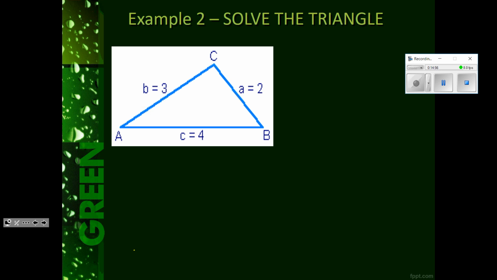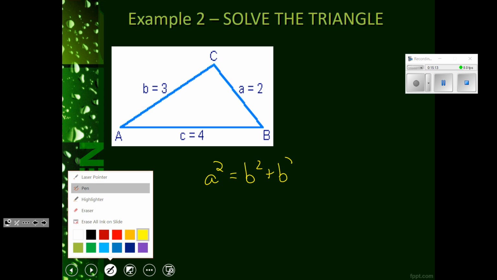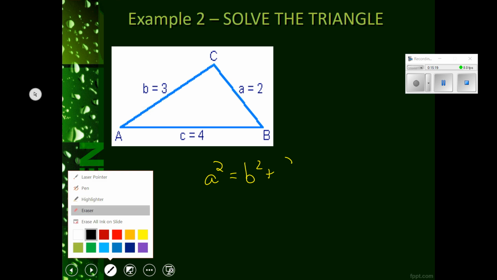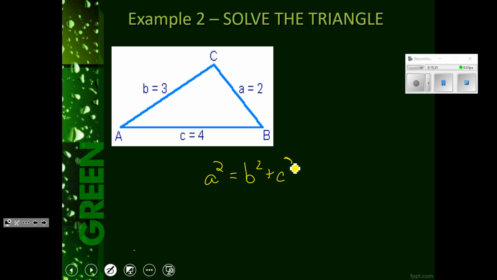All right, so I'm going to solve. What do you want to solve for first? Did everybody solve for A first? All right, so if we're solving for angle A, then we're going to use A squared equals B squared plus C squared minus 2BC times the cosine of A.